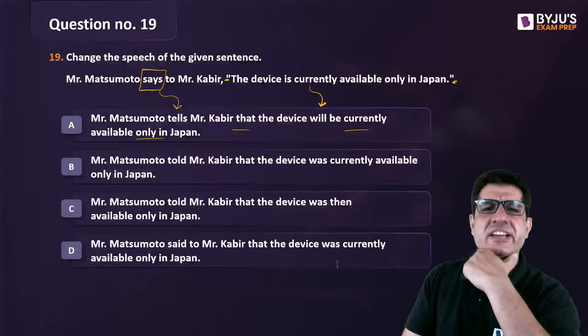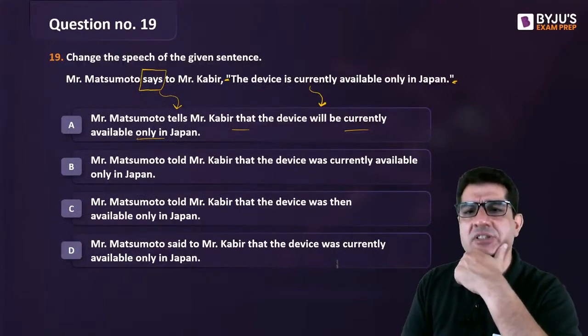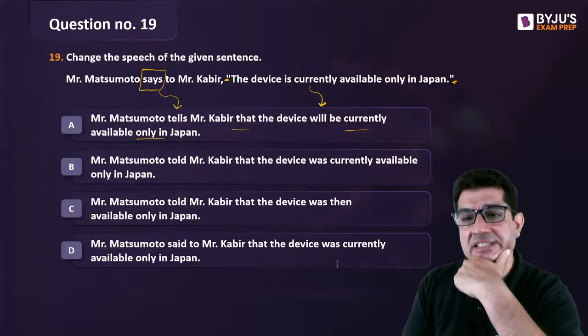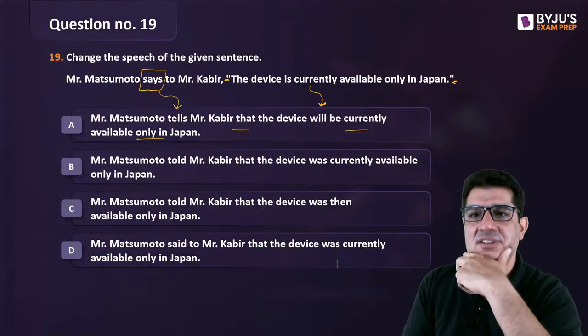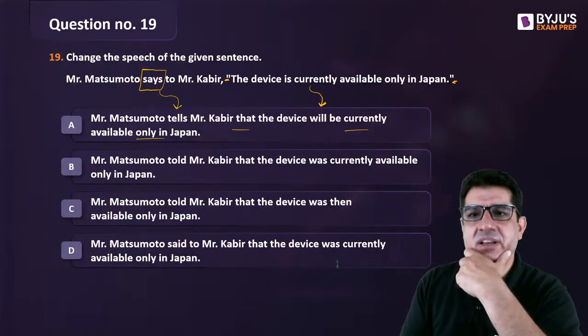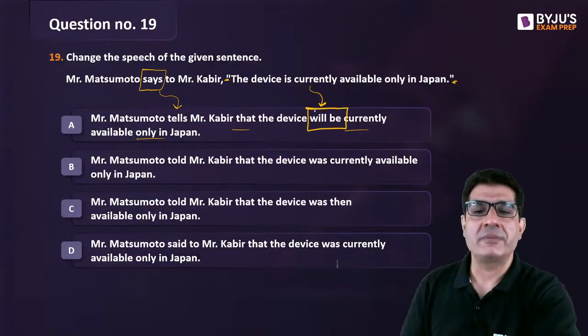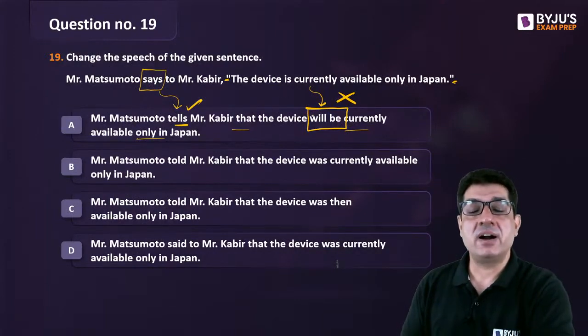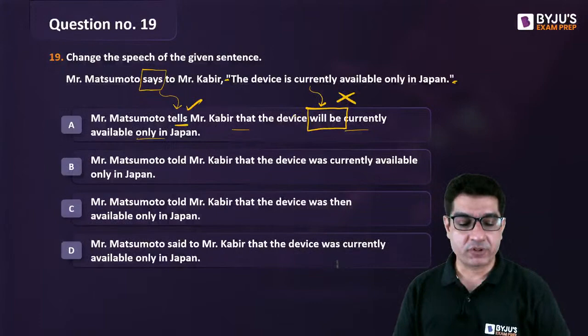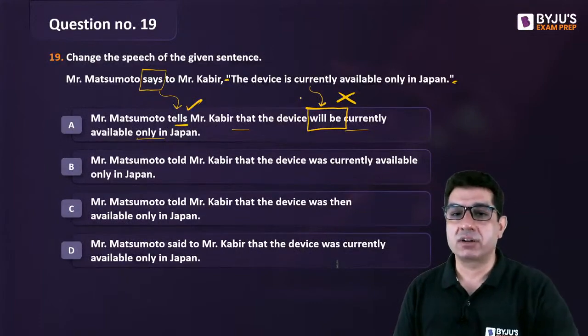So ideally it should be Mr. Matsumoto tells Mr. Kabir that the device is currently available only in Japan. But then the problem here is that instead of is, they're using will be, which is wrong. So the verb part is right, but the tense of the quoted part is wrong.